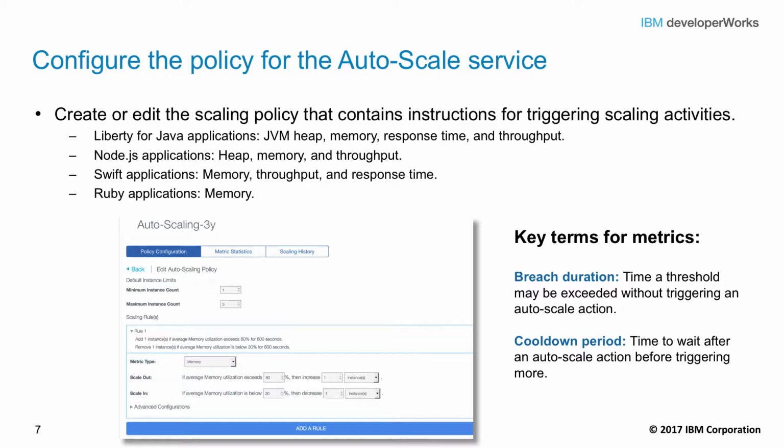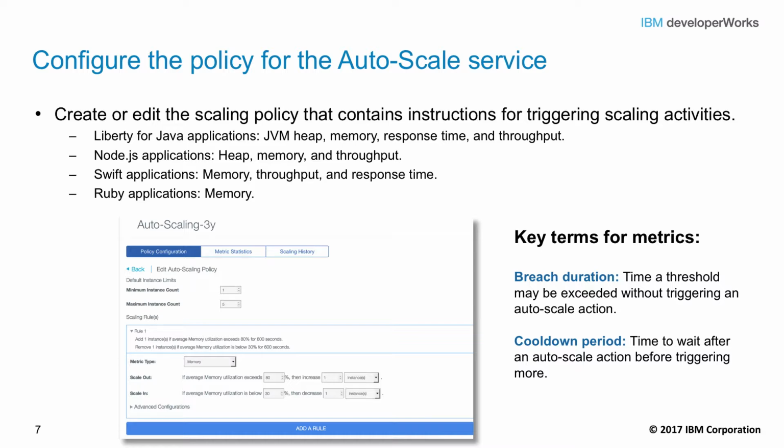You can define multiple scaling rules for more than one metric type. However, the auto-scaling service does not detect conflicts between scaling policies. When you define the scaling policy, you must ensure that the multiple scaling rules do not conflict with one another when the application scales in or scales out.